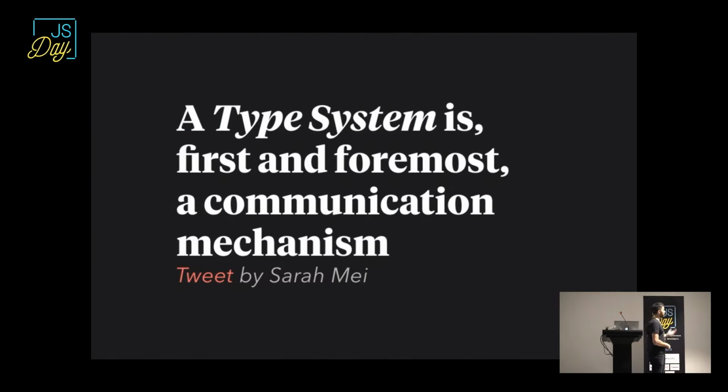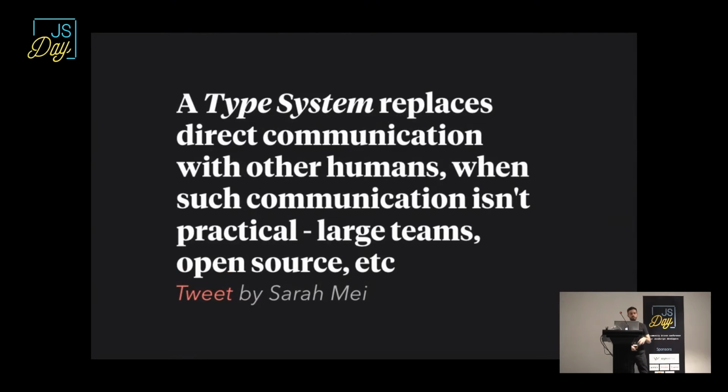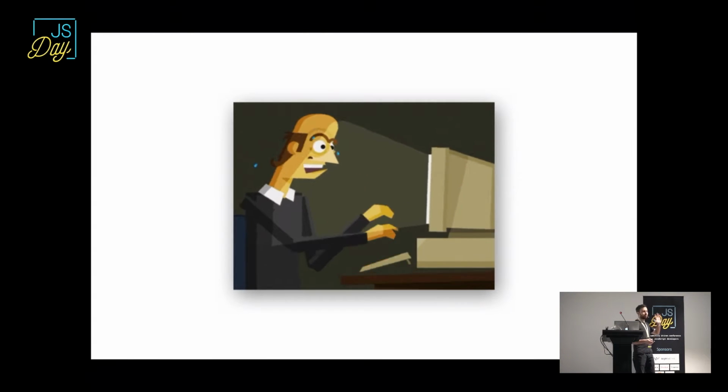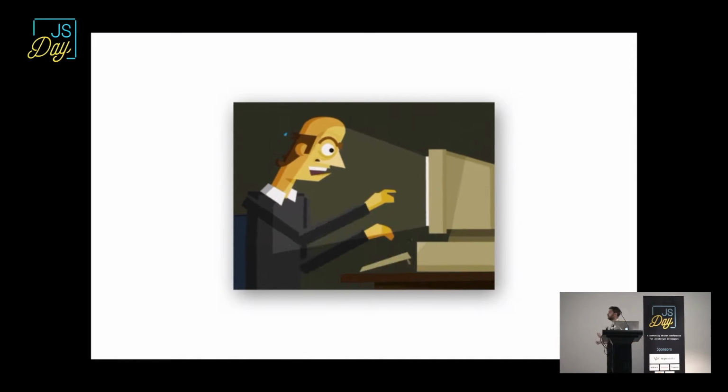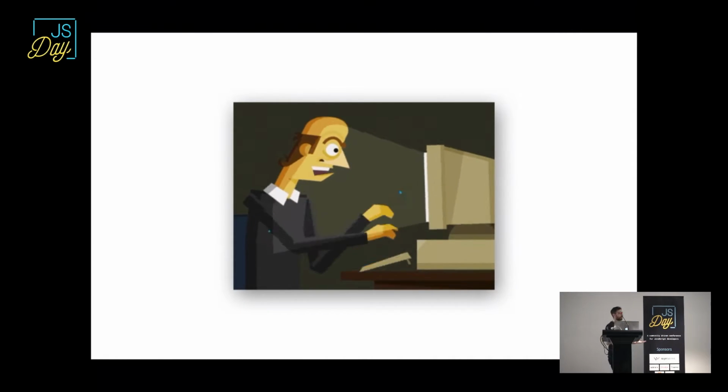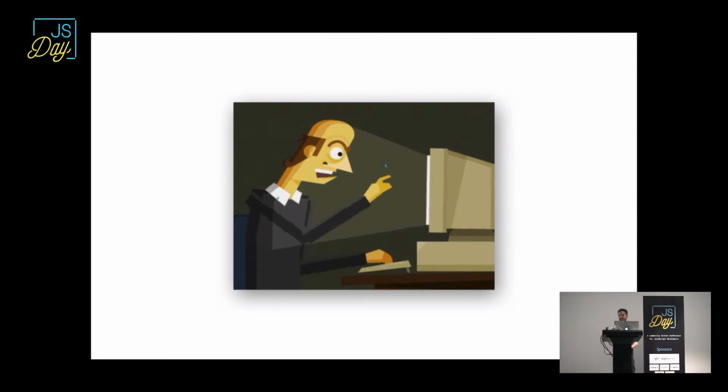And there's also a good tweet about it that says that a type system is first and foremost a communication mechanism. So this is something interesting. You can replace direct communication by using types. And for example, if you're running a big team, you can just look at it and understand better the code that your coworker just wrote, because of the type definitions. So this is important. So we can just code without communicating with anyone. That's a good point. Of course, it's not. Programming is about communication. Of course, you have to keep communicating.